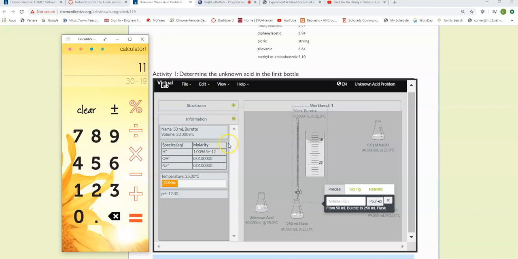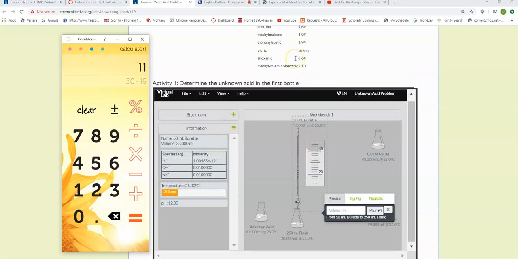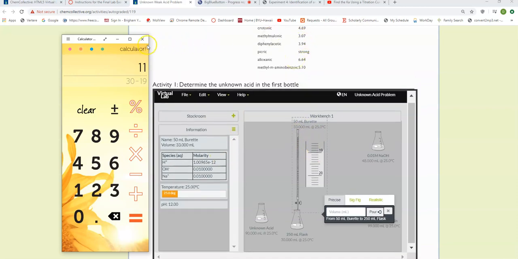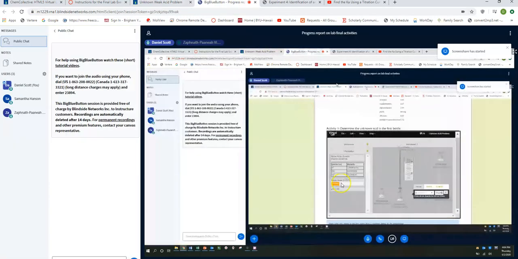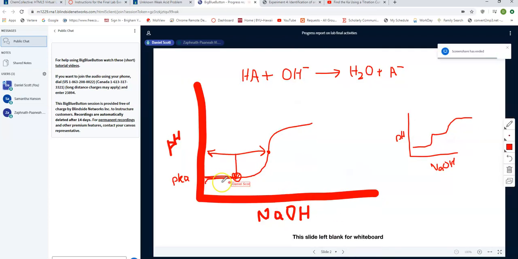I've delivered 19 milliliters of base, and now I've come to a pH of 3.07. So what's 19 times 2? 38. So if our endpoint is at 38 milliliters, then we know it's methylmalonic acid. How do we know it? Now we're going to go back to this screen, so remind me to go back to it.